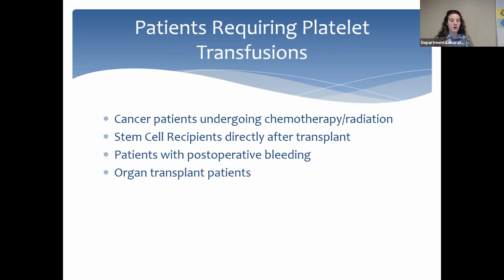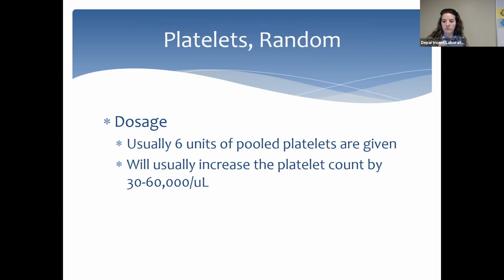Patients that require platelets are cancer patients, those undergoing chemo, and just like with red cells, they will receive multiple platelet transfusions. Also stem cell recipients after a transplant, post-operative bleeding patients, and organ transplants. These are our common populations of patients in blood bank. OR, ER, chemotherapy, those are the ones that we work a lot with. Again, usually you're going to pool 6 to 10 units, and that should raise your platelet count. If one single unit raises it by 5,000, then when pooled, your total platelet count should increase by 30 to 60,000 per microliter.